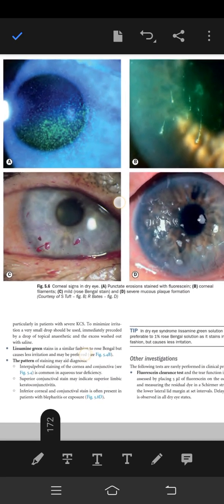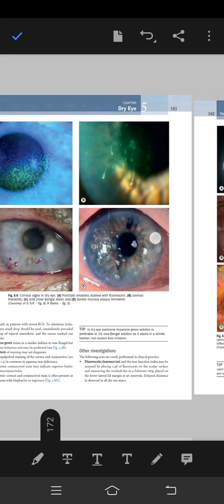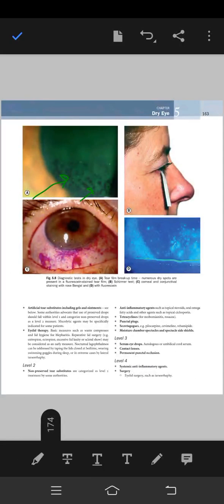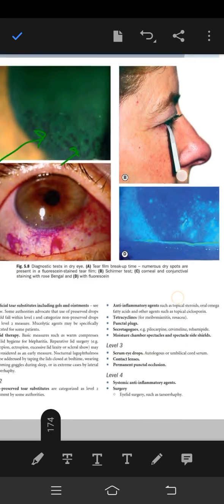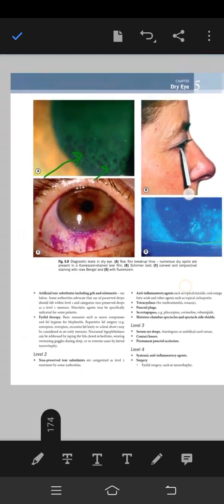And corneal signs of dry eye, figure 5.8, corneal and conjunctival staining with rose bengal and with fluorescein.